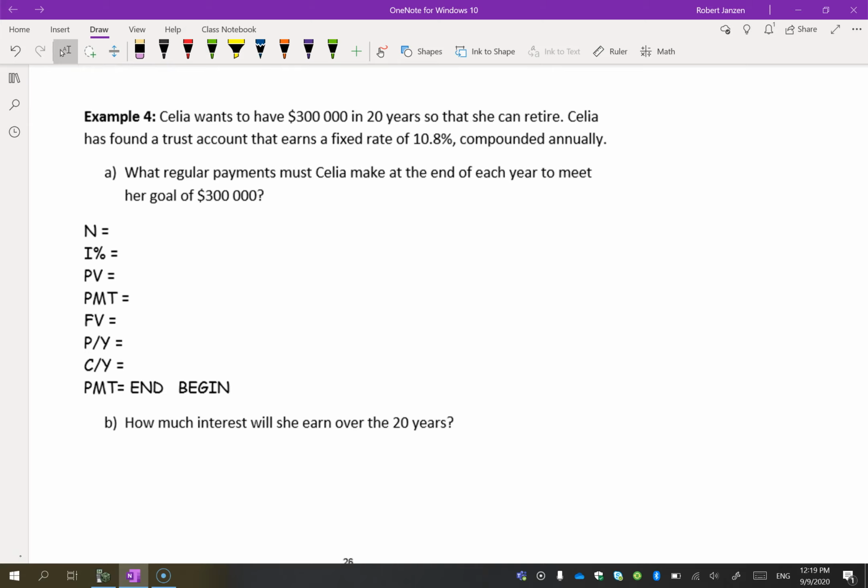Okay, Celia wants to have $300,000 in 20 years so she can retire. Celia has found a trust account that earns a fixed rate of 10.8% interest compounded annually. All right, so the goal is $300,000.